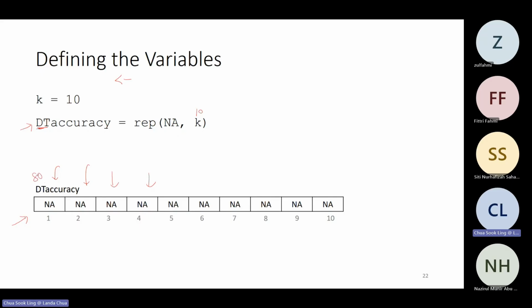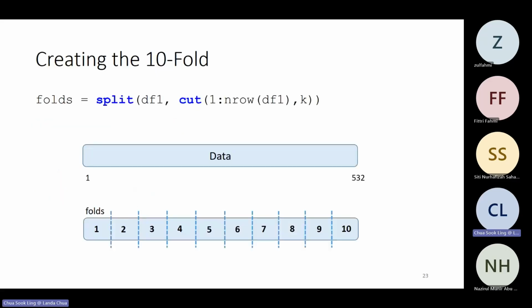The accuracy is 80% that I'm putting in. The second fold, the accuracy is 60%. Third fold is 70%. Fourth is, let's say, 50%. I just update accordingly.